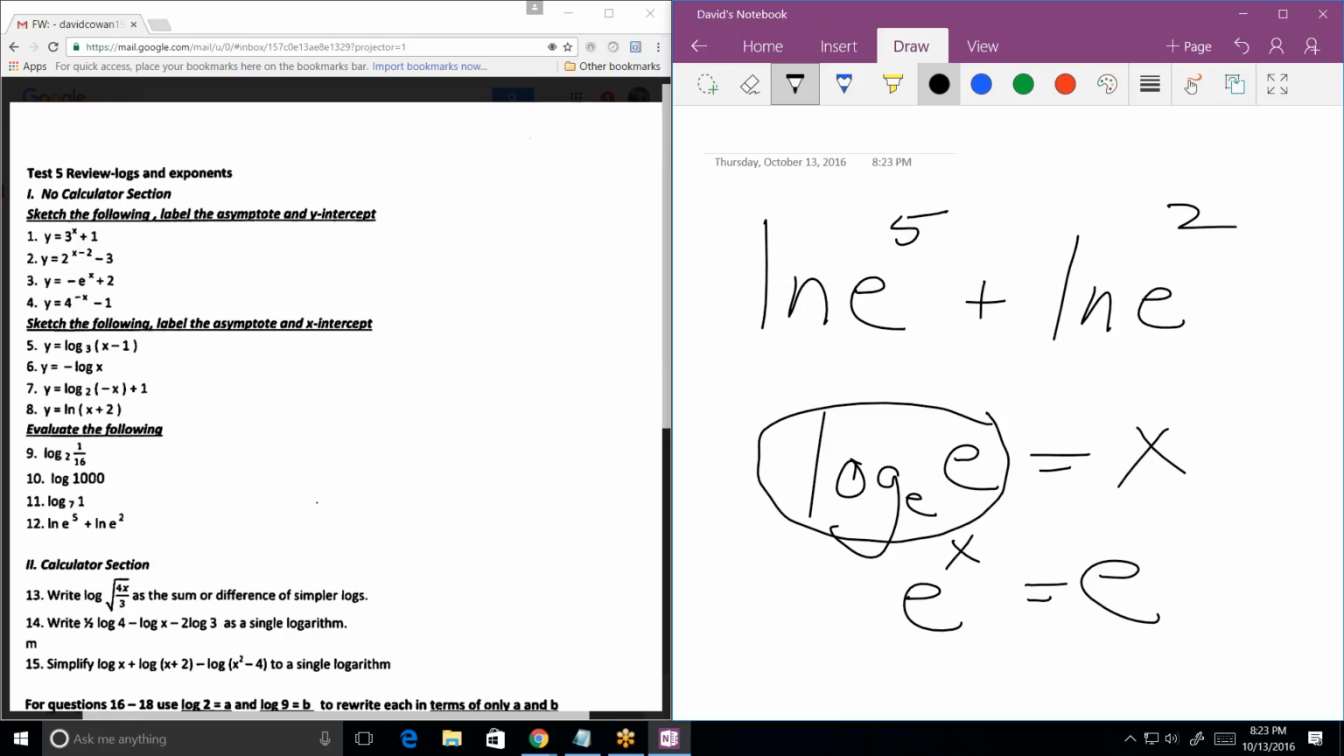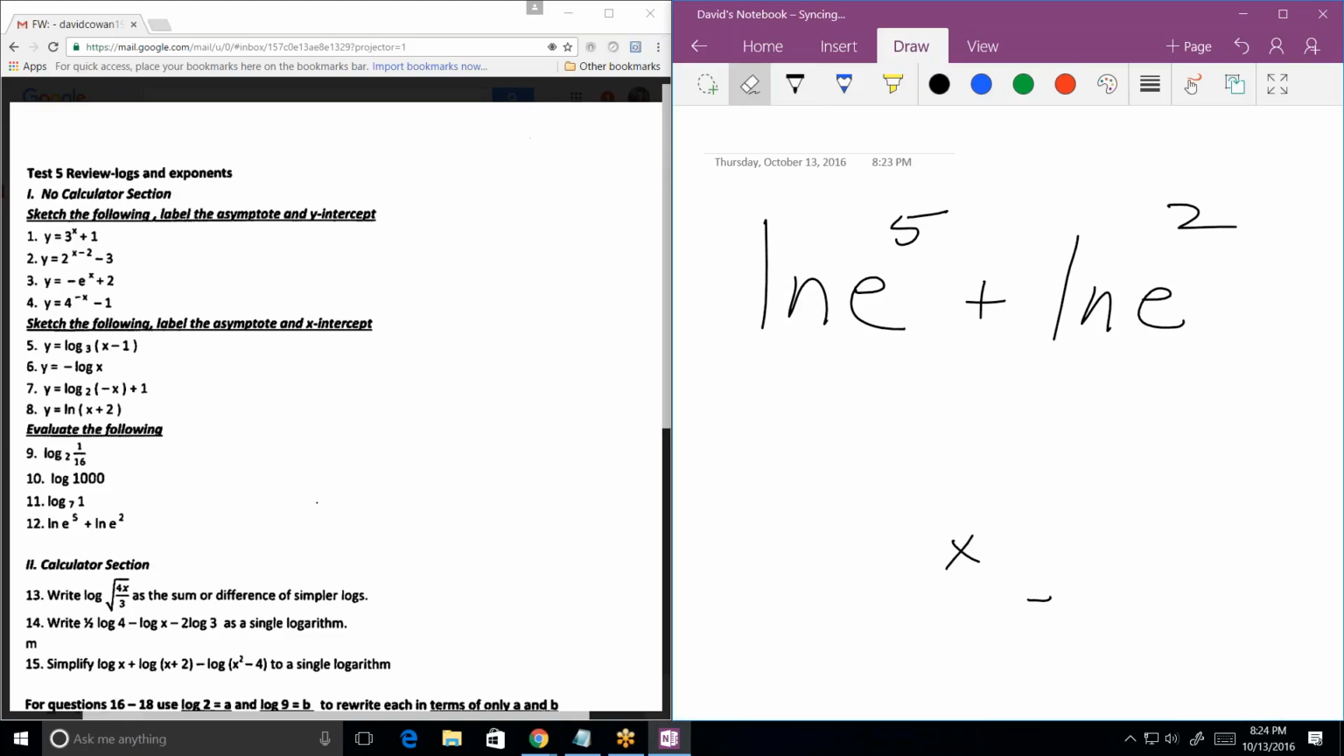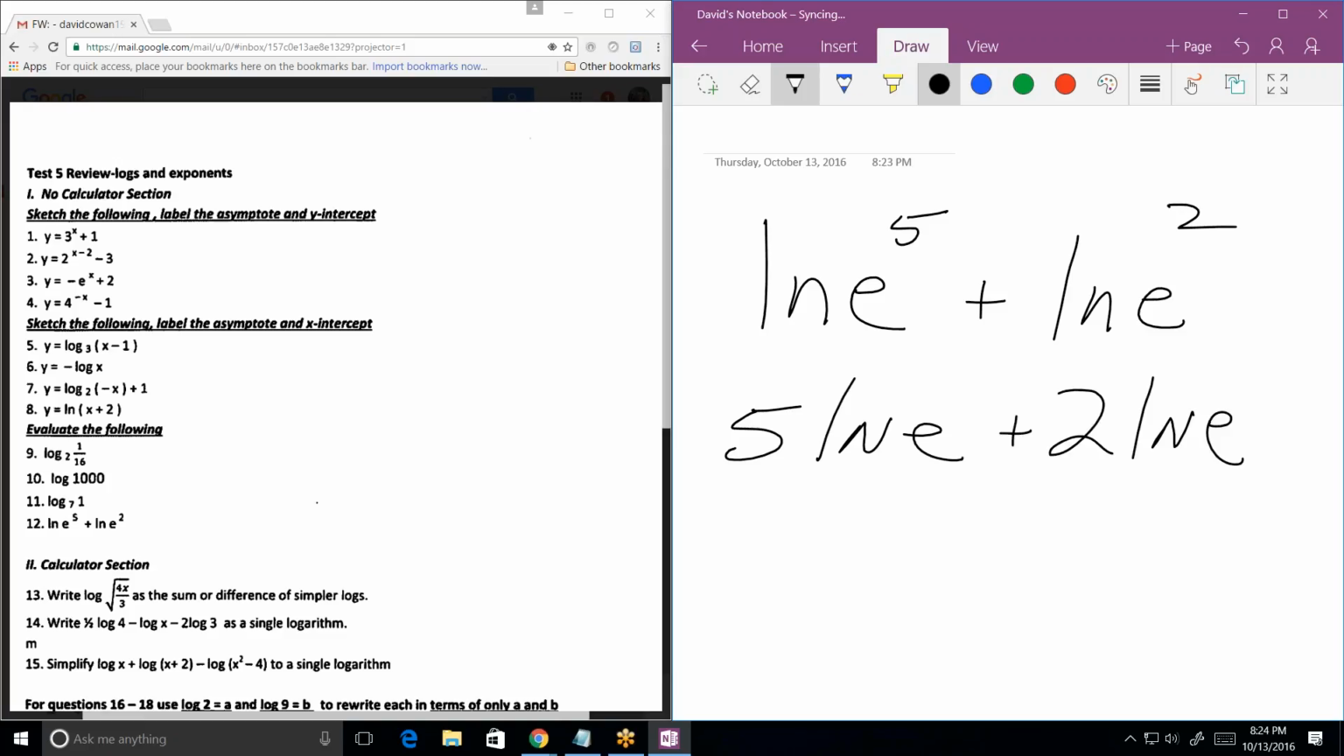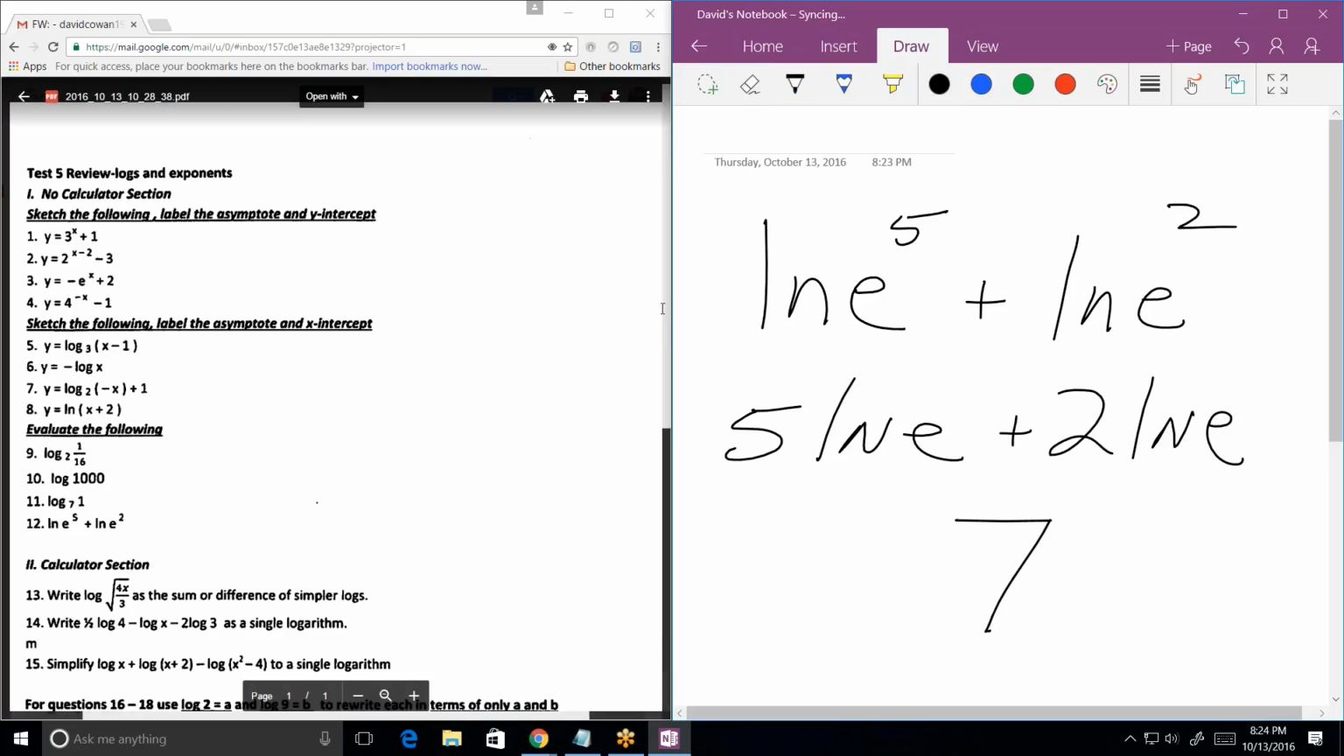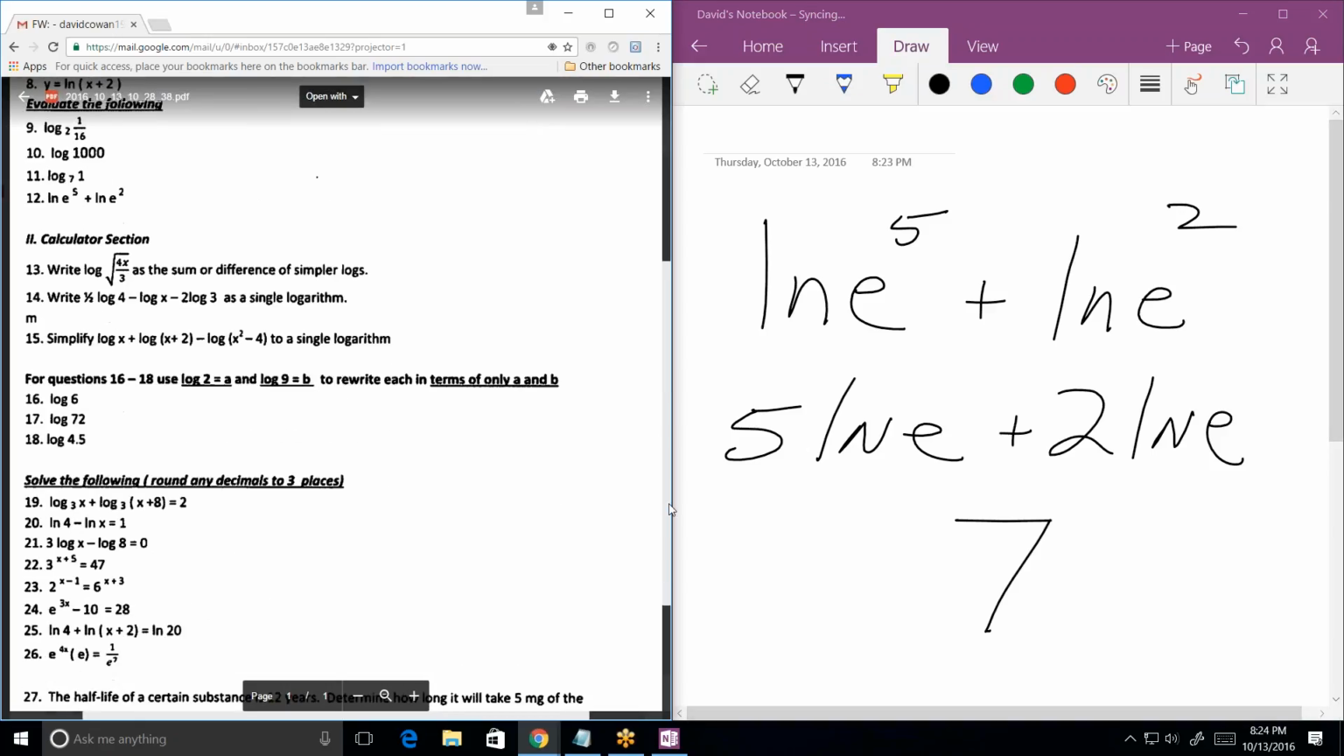Which means that whenever you take the log of a number with the same base, it's always 1. So I can go through here and make each of these logs of e's 1, and we know that that 5 can come down in front, so I can rewrite this thing as 5 natural log of e plus 2 natural log of e. 5 times 1 plus 2 times 1. Okay, good with that one? Yeah. Okay, now we'll do the calculator ones.